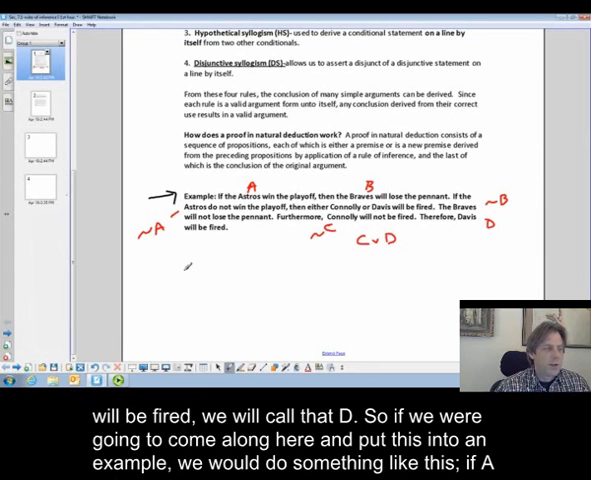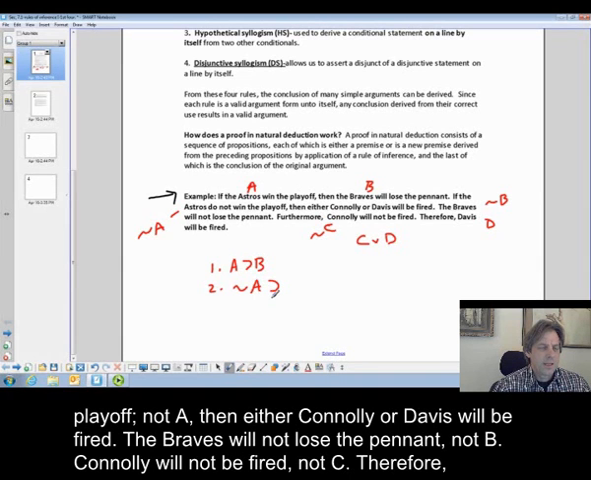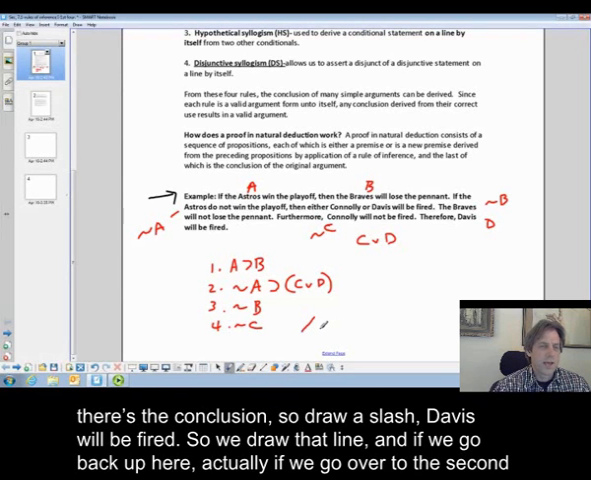Okay? So if we were going to put this into an example, we would do something like this. Premise 1 would be if A, then B. If the Astros win the playoff, then the Braves will lose the pennant. 2, if the Astros do not win the playoff, not A, then either Connolly or Davis will be fired, C or D. The Braves will not lose the pennant, not B. Connolly will not be fired, not C. Therefore, there's the conclusion, so draw a slash. Davis will be fired. Okay?